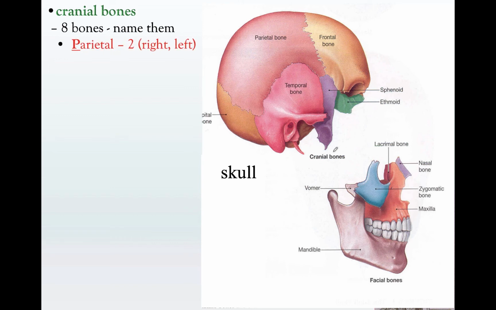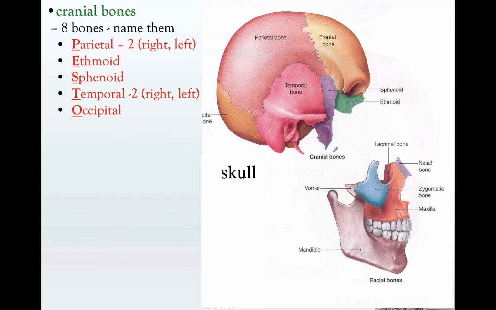But there are 2 parietal, right and left, and you can see the right. There's 1 ethmoid there in green. There's a sphenoid in purple, which goes all the way across. 2 temporal, and again, you can see the right temporal there as you look at it. 1 occipital, and then finally 1 frontal, which is up at the front. And so those are the 8 bones that you need to be able to identify.